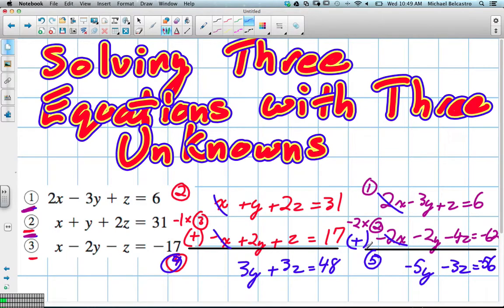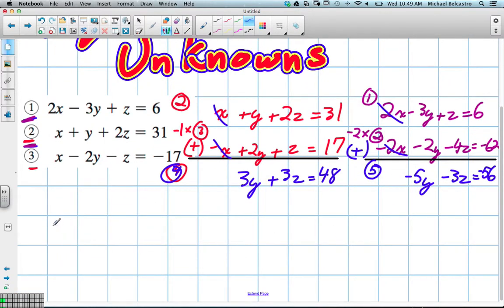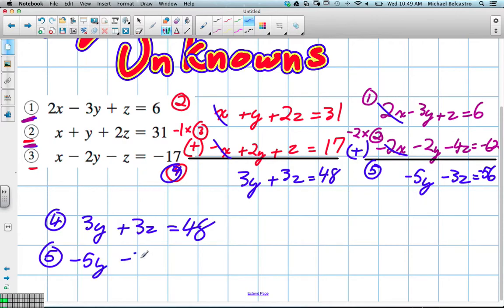So there's our first step. I've created 2 new equations, equation 4 and equation 5. I'm going to stack them together and take a look at them on top of each other. So we have 3y plus 3z is equal to 48. And we have -5y minus 3z is equal to -56.